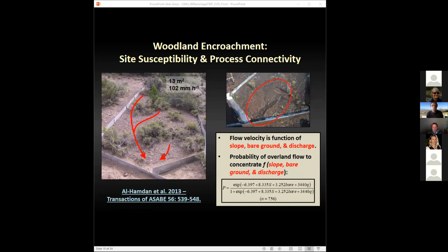So over the large plot scale, the processes, as I said, were well connected through the inner canopy. You can see in the photograph to the right, that's an inner canopy plot under rainfall simulation, and you can see formation of the incised flow paths forming in the bare patches. And then looking at some of the early analysis of our data, we found that the flow velocity and the probability of overland flow concentrating were primarily controlled by the hillslope gradient, the percent bare ground, and the flow discharge.